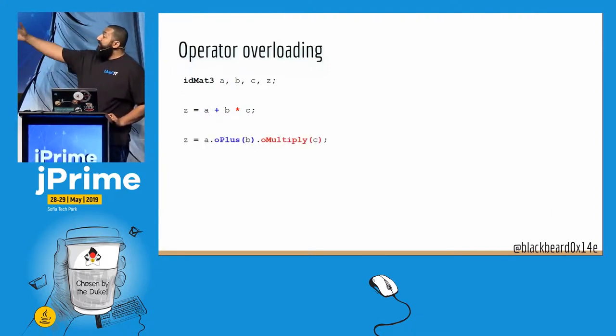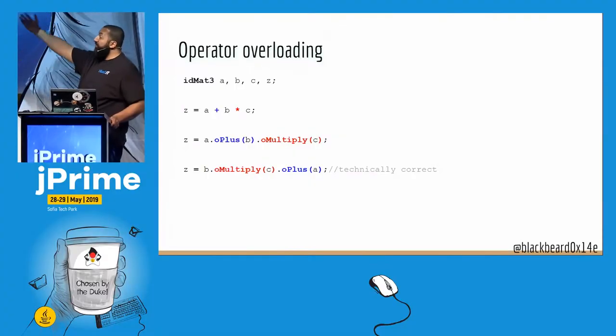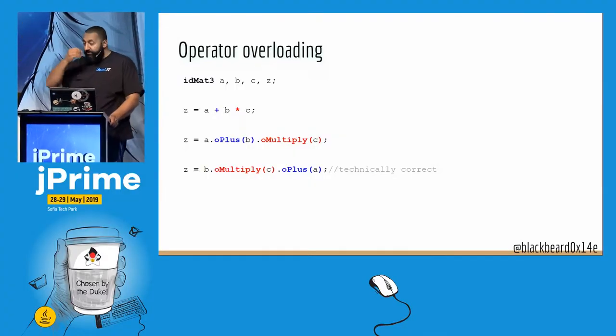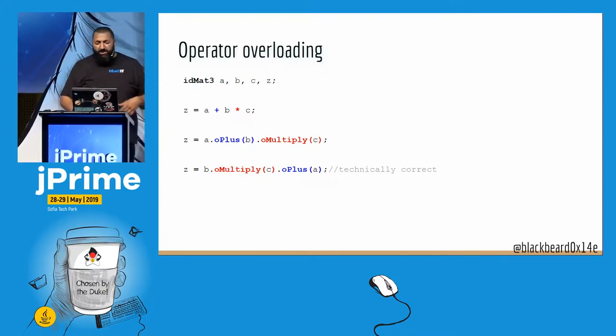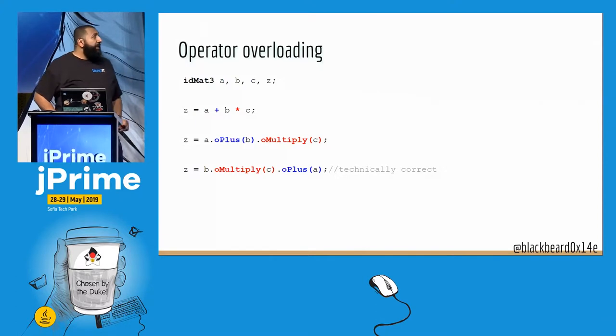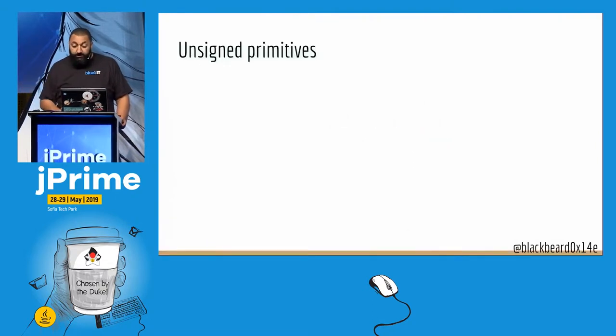This is what my instinct tells me to do, and it's absolutely wrong. Because mathematically speaking, when you have precedence, a multiplication comes before an addition. So your code becomes something like this, which doesn't read the same way, or doesn't read as easily as the one above. So operator overloading, very difficult to get right. And I really miss it.